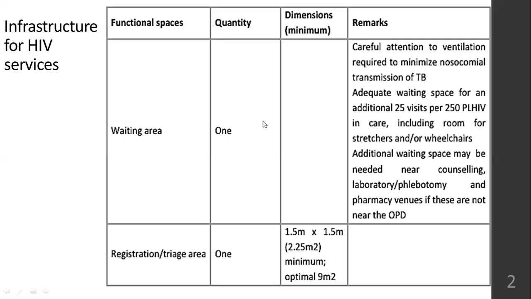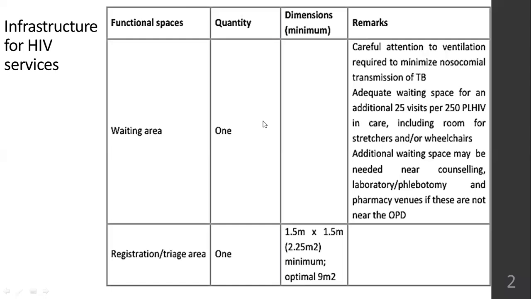There are certain functional places that should be available wherever the hospital has an infrastructure for HIV services. There is one waiting area, in which most of the HIV patients also suffer from TB. So it has to be a well ventilated waiting area. HIV patients are very susceptible to TB. Most HIV or AIDS patients, by the last stage, have TB. So whenever they come to these infrastructures, the main thing should be the ventilation of the waiting area.